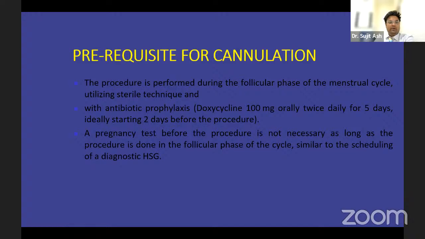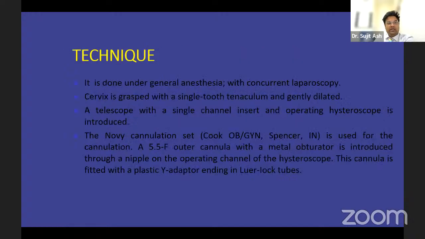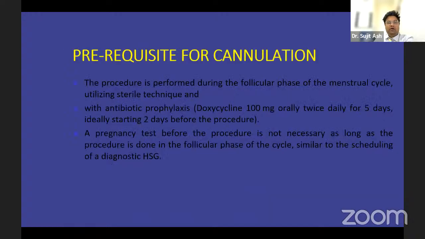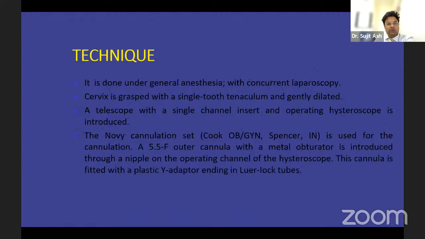So you have to always try to rule out infective pathology and give a doxycycline or whatever antibiotic that you can do, and rule out pregnancy also. Hold your cervix and do a basic hysteroscopy the way which we discussed. And then we use a cannulation set. The one that I use is the Cook Novy cannulation set.